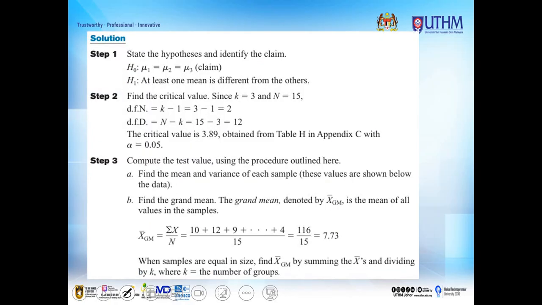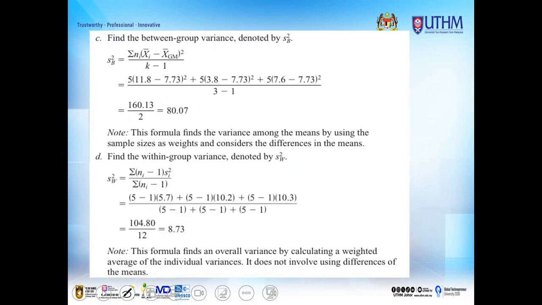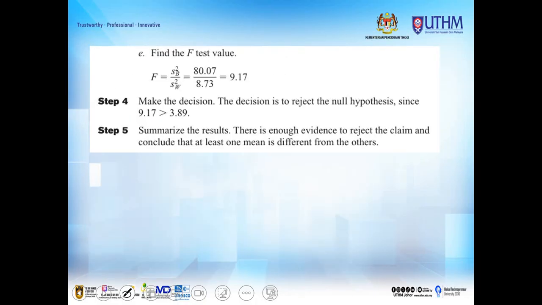Okay, as a solution you have to start with 5 steps. Step number 1, identify the hypothesis. Step number 2, critical value. Step number 3, the test value. Step number 4, your decision. Step number 5, summary.